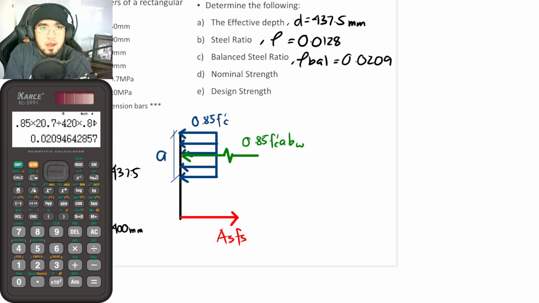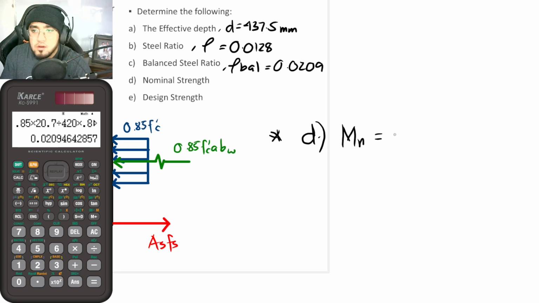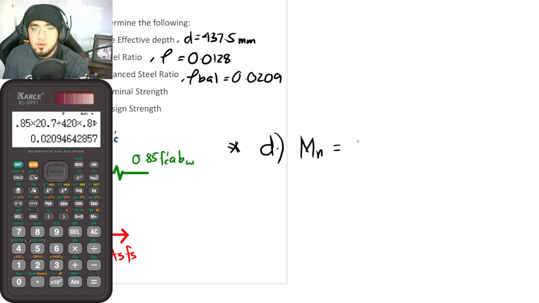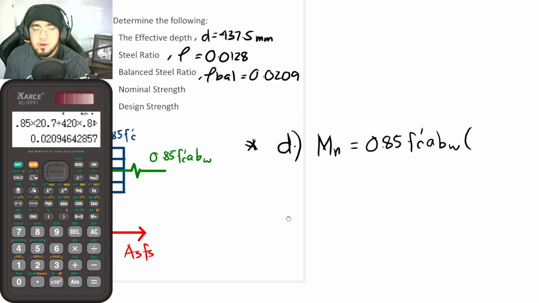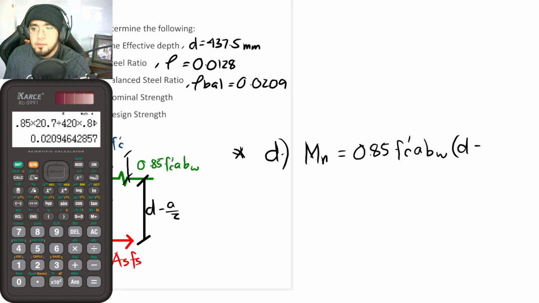For our moment, for letter D, our moment M sub N is equal to the moment about this point or this point, it doesn't really matter. So this is equal to 0.85 F prime C A B sub W times, if this is my reference point, what is now my lever arm? Our lever arm is this portion here. If this is A, this is A over 2, and the total effective depth is D. So this is D minus A over 2.